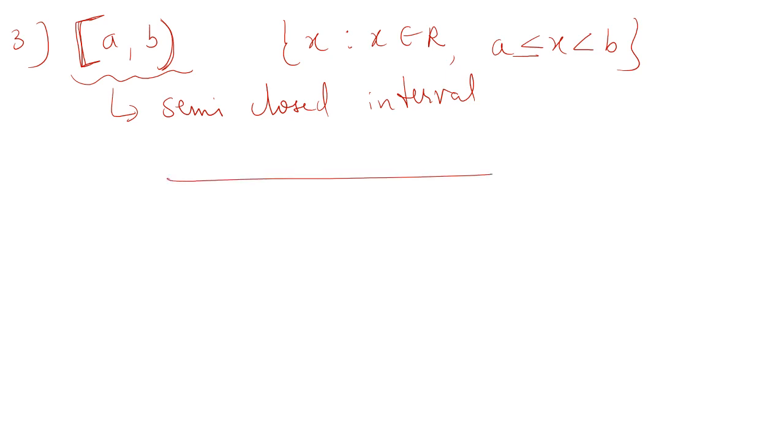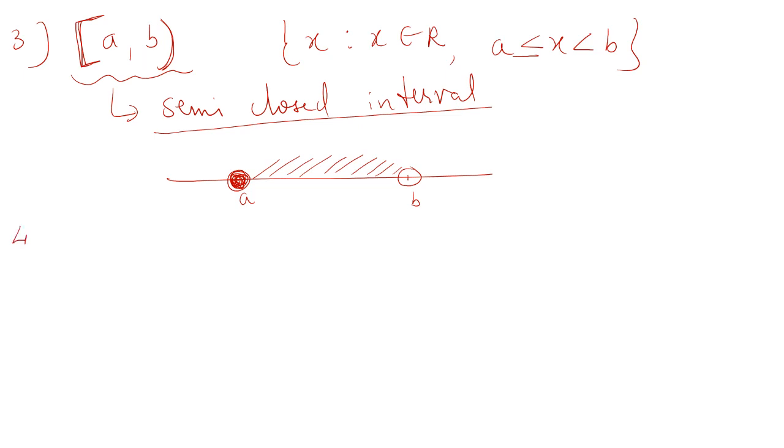So when you draw a line, it is a and this one is suppose b. Including a means a dark circle and excluding b means an open circle, and all the real numbers in between a and b, including a and excluding b, is called a semi-closed interval. So it is an interval from a to b, including a and excluding b.